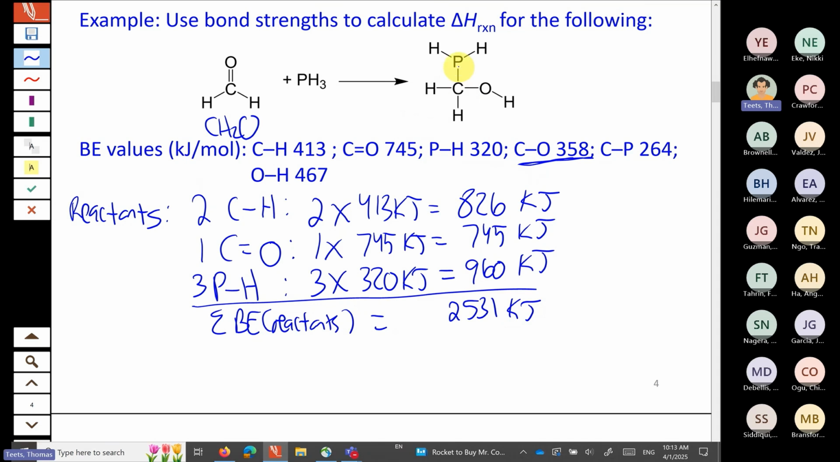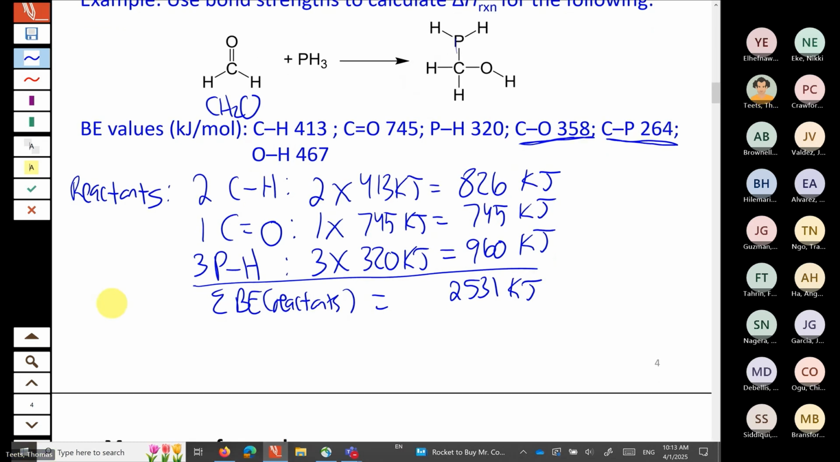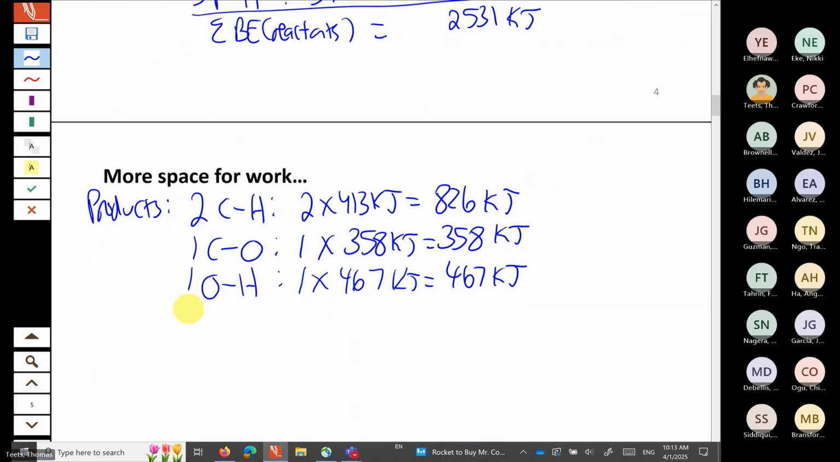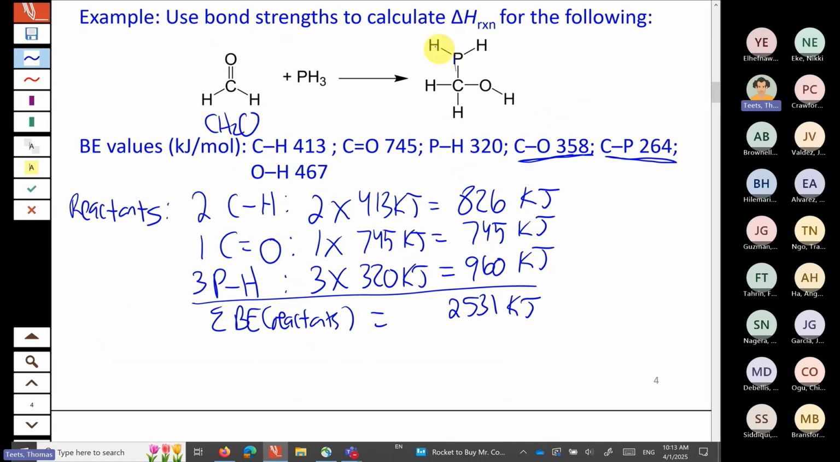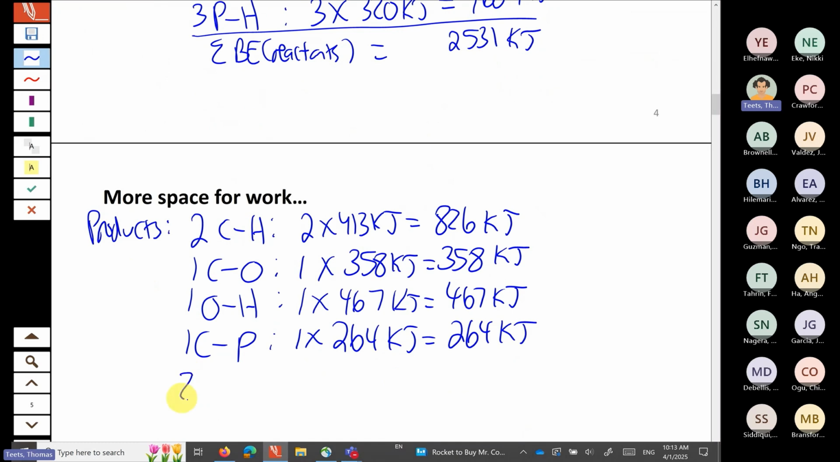And then focusing again on carbon, there's a carbon-phosphorus bond with a bond energy of 264 kilojoules. And then that phosphorus still has 2 bonds to hydrogen. So we have 3 on the reactant side. We still have 2 left on the product side. So we're going to count those. Same number, 320, but there's now 2 of them instead of 3. So we're going to double that.